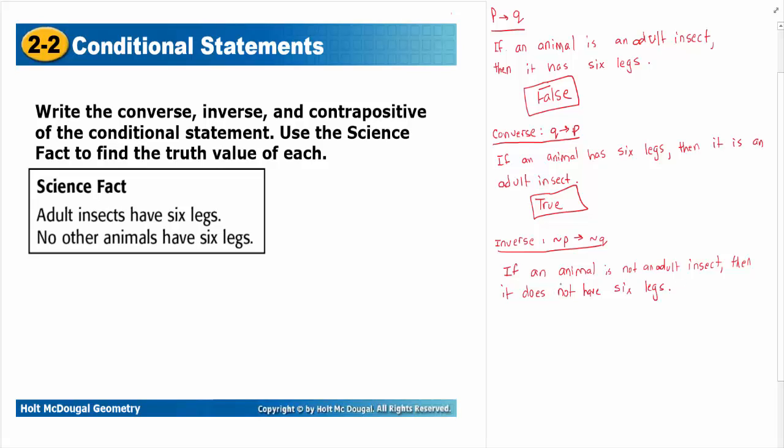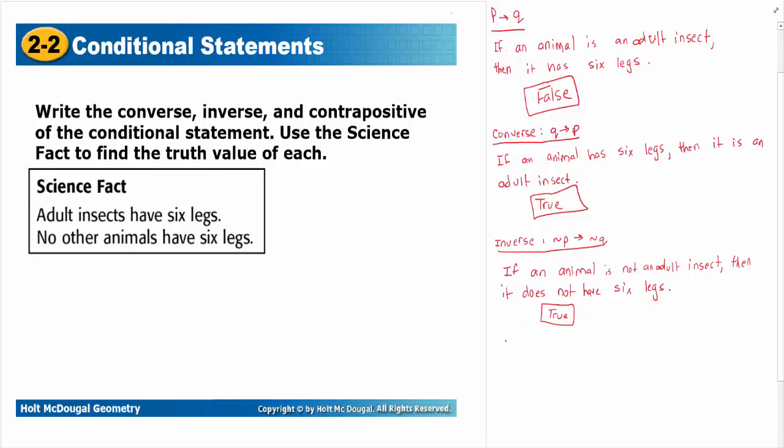In this case, again, just because the original was false doesn't mean this one's going to be false. If an animal is not an adult, then it shouldn't have 6 legs, because adult insects have 6 legs and no other animals have 6 legs. Therefore, we're only dealing with one type of animal here, or one type of insect. If that one type of insect is not an adult, then you have to say it does not have 6 legs. So in this case, that would be a true statement. Again, just because the original is false doesn't mean all the others are going to be false.